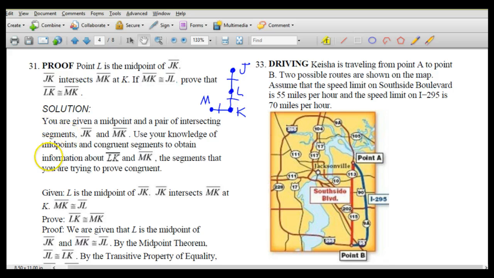We always state some given information to begin. So we're given that L is the midpoint of JK and MK is congruent to JL. So that was stated right here. L is the midpoint and MK and JL are congruent.